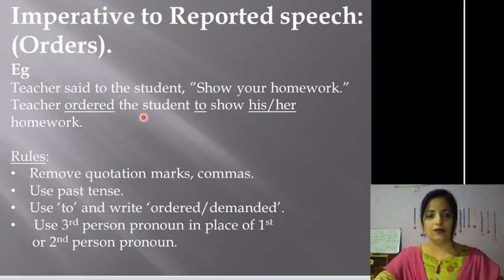Use past tense. If past tense is available, we have to use it. Anyhow, you can see here ordered, past tense. Okay. Use to. To is used here because we are in imperative. And in the previous slide also, we saw imperative requests. There also we used to. Imperative orders, we are using to again. And retaining the next sentence as it is, making only one change, which is again the same rule that we can't use first or second person pronoun. We have to use third person.